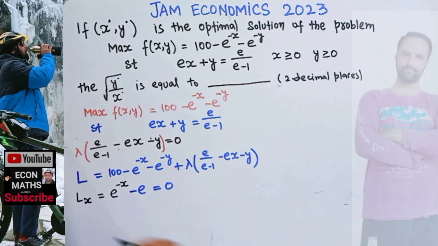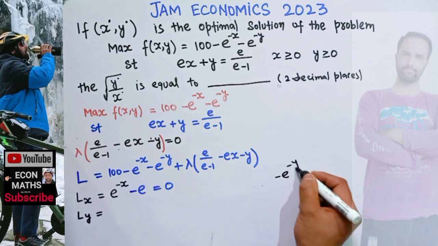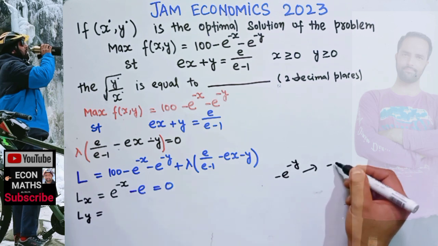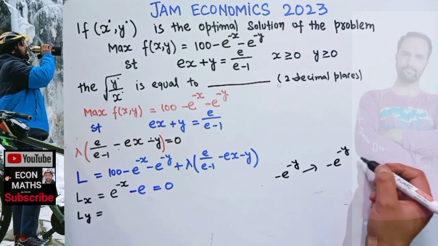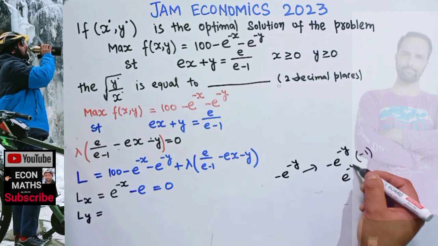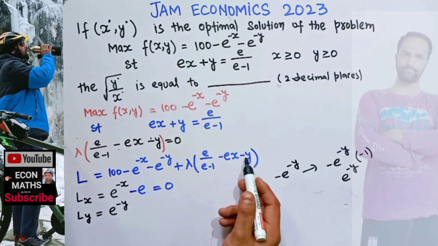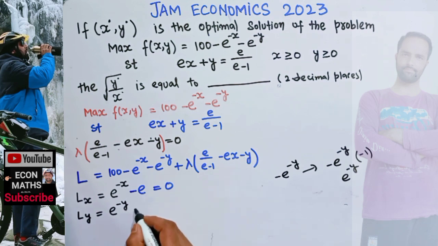Symmetrically, we take the partial derivative with respect to y. Here we have minus e^(−y). Its derivative with respect to y will be minus e^(−y) times the derivative of the exponent, which is minus 1. So minus into minus is plus, and again we get e^(−y). Here we have y in this last term, so its derivative will be 1, so we will be left with minus λ, and we set it equal to 0.